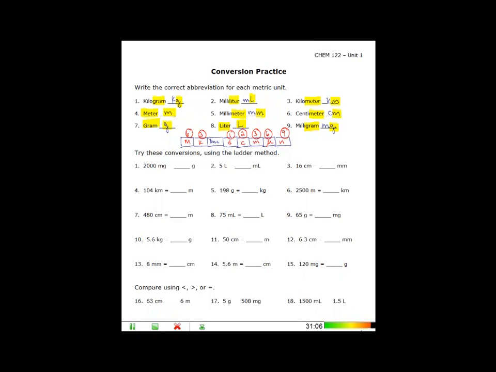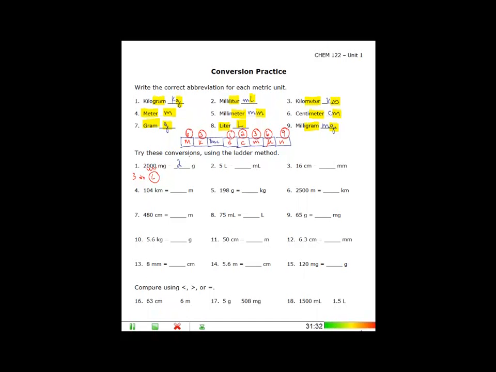So 2,000 milligrams to grams. I'm going to start off at milli, and I need to get back to the basic unit. So I'm going to move the decimal 3 to the left. So 1, 2, 3. So 2,000 milligrams is 2 grams.